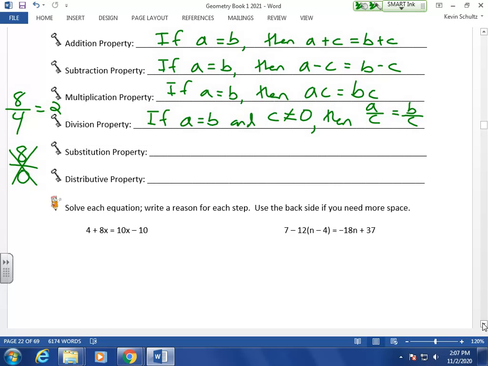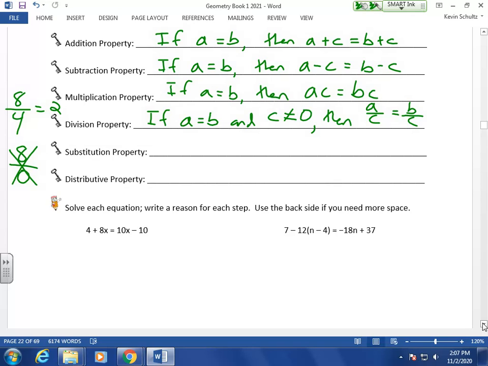Yes, Luke? Would there be anything for multiplying by a 0? Because everything multiplied by 0 would be 0. Right. So would there be a times 0 property? No, because remember what multiplication is? It's repeated addition, right? 8 times 2, for example, means you're adding 8 twice. 8 times 1, you have 1 8, and 8 times 0 means there isn't anything there.